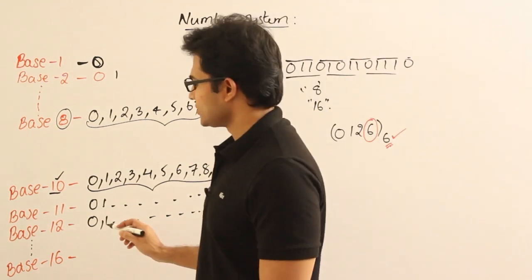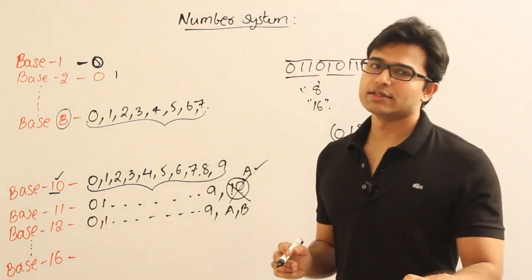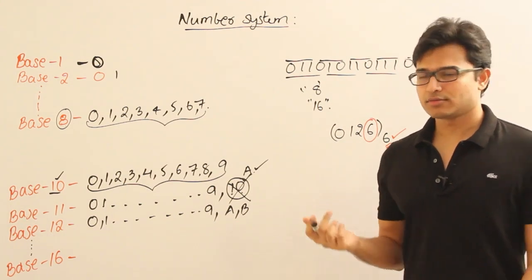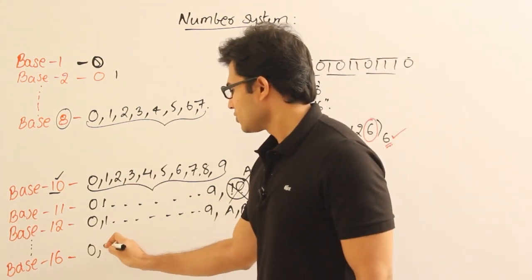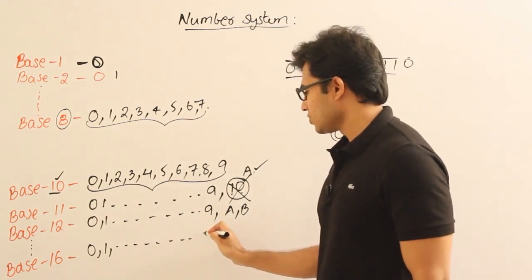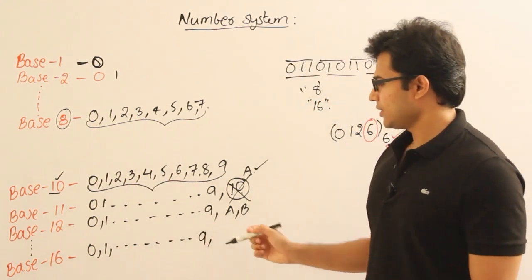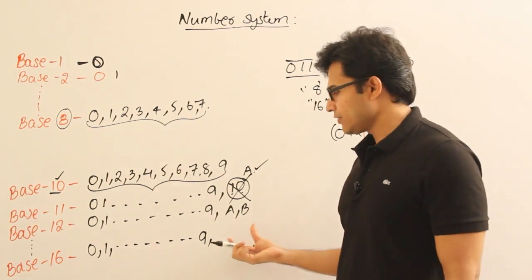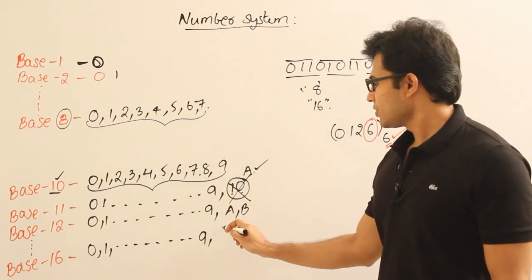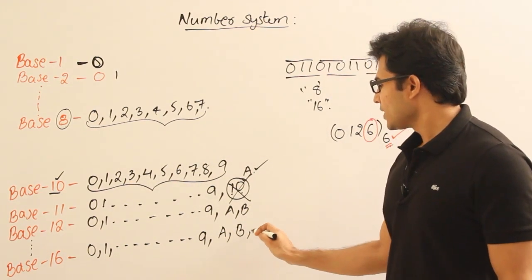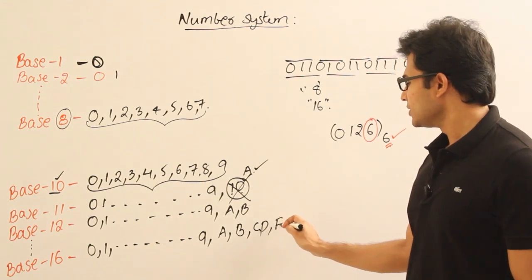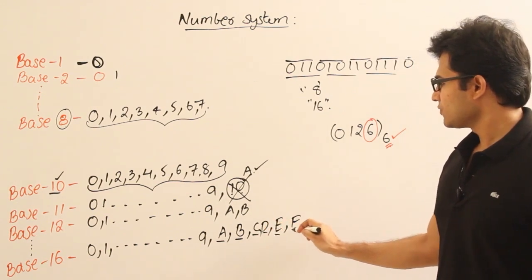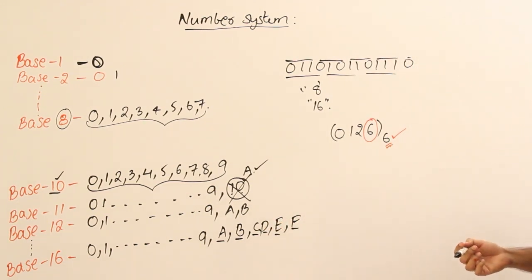And now what about base 16? How many digits are we supposed to have? 16 digits. Which means we are supposed to have 0 to 9, which is 10 digits, and then 6 more. Since we cannot have 10, 11, 12, so on up to 15, for that reason we are going to have A, B, C, D, E, F, 6 symbols. So this is 10, this is 11, 12, 13, 14, 15. Like that we can have the number system represented.